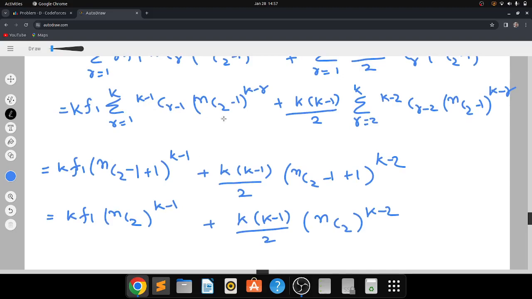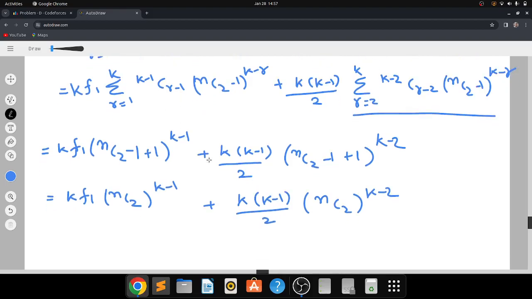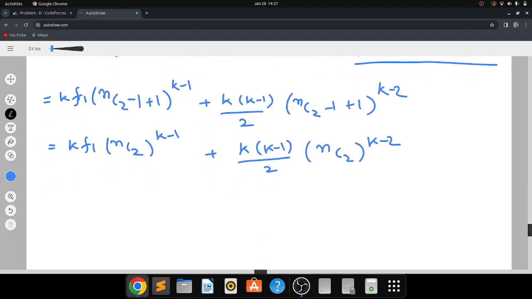If we observe it in the binomial theorem, this represents the binomial expansion of (nC2 - 1 + 1) to the power k-1, and this is the binomial expansion of (nC2 - 1 + 1) to the power k-2. So nC2 - 1 + 1 becomes nC2 to the power k-1. This is nC2 to the power k-2. So this is the value of S1, right?